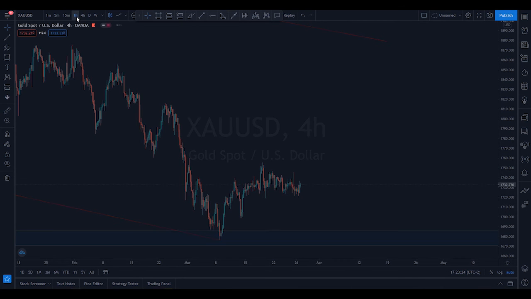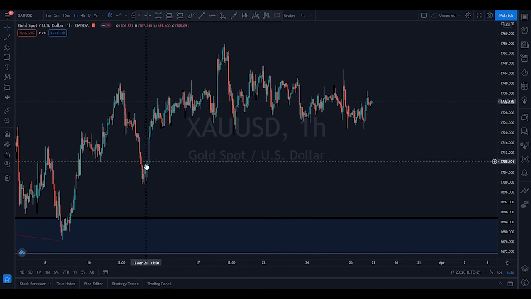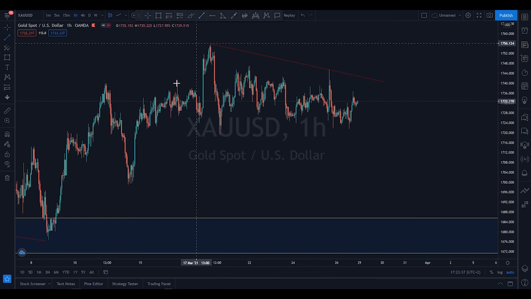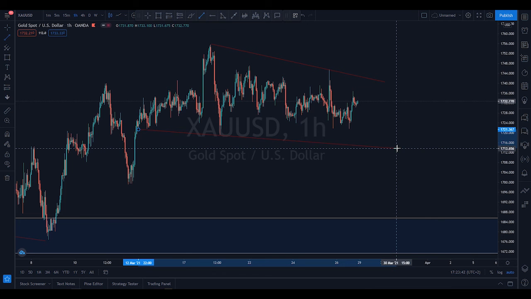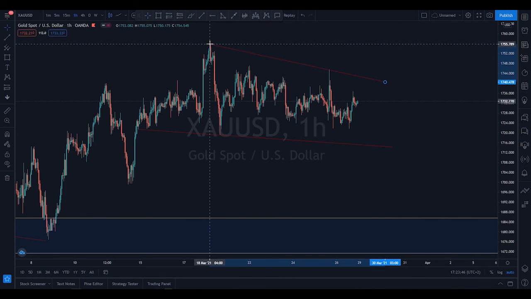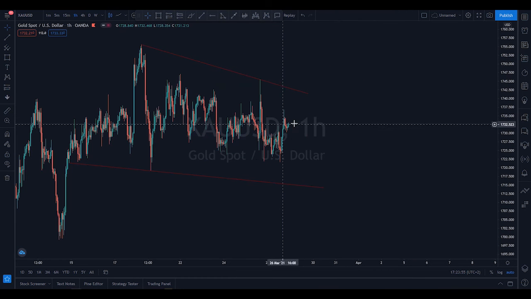Meaning that if I go to a 1-hour time frame, I will see that this was an impulsive move, and after that XAUUSD started to correct to the downside. So let me just draw this. It started to correct like this. Currently we see that we are in a correction, and the price is there.